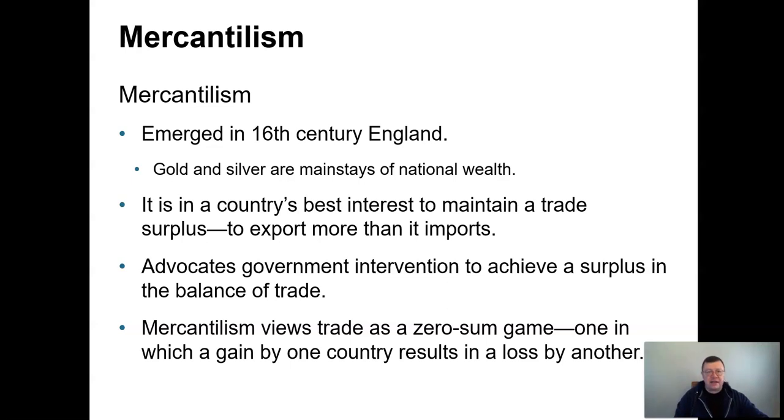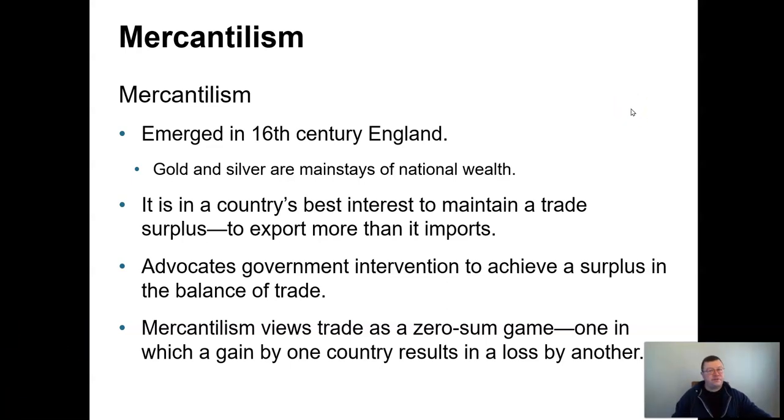And how can we do that? Well, let's trade our stuff, the goods that we produce. We can trade that for gold and silver. And if we have more and more gold and silver piling up in the vault, then we are a rich country. So they were advocating government intervention to try to get more gold and silver, and they viewed trade as a zero-sum game. That means there's only so much gold and silver in the world at any time, or it's increasing very slowly through mining operations and whatnot. And if I get more gold, that's less for you. And so it was zero-sum. Anything that benefits me harms you, and vice versa.